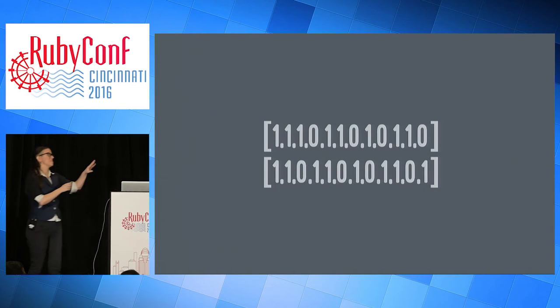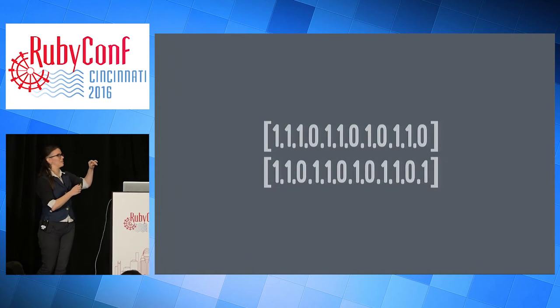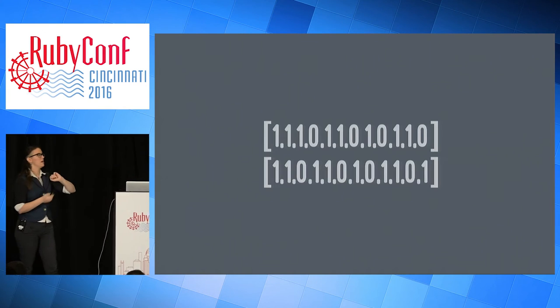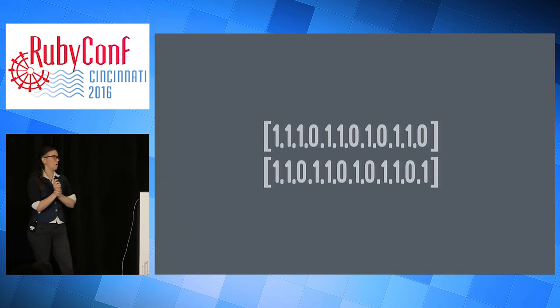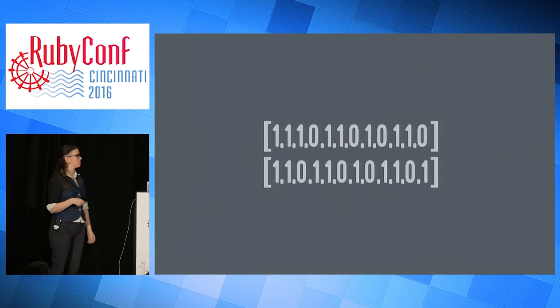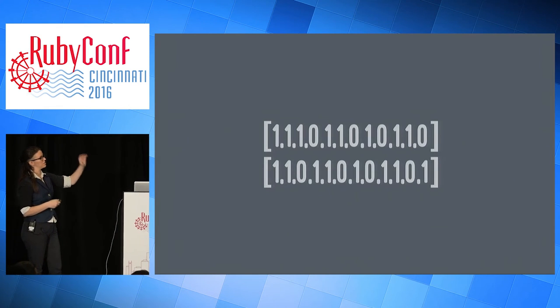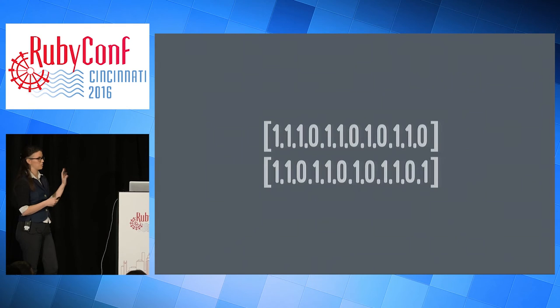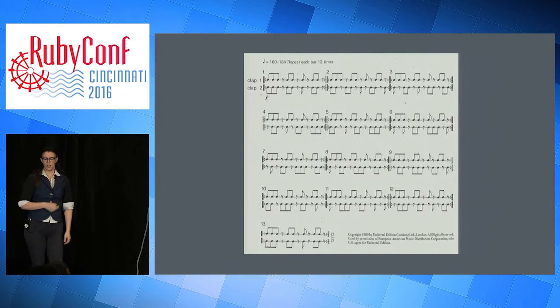We can represent these notes and rhythms and patterns in code, again, fairly easily. Same thing. Ones represent a clap. Zeros represent a rest. And as a side note, I really like the way it looks when they are different, because you can see where the beats line up with each other and where they're doubled, and it's great.